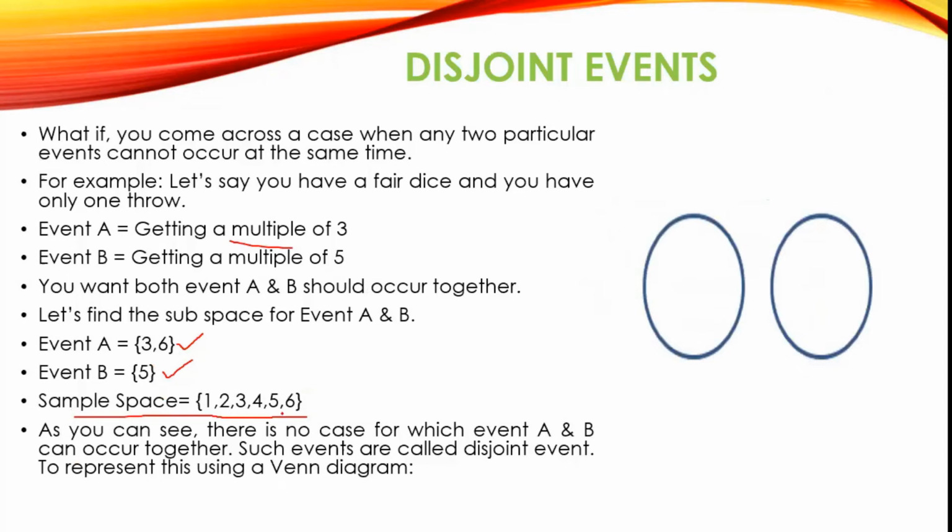That's why the sample space looks like this. You can see that there is no case for which events A and B can occur together. Such events are called disjoint events. We represent them using a Venn diagram. This is the diagram that represents this: here we have 3 and 6, and here comes 5.